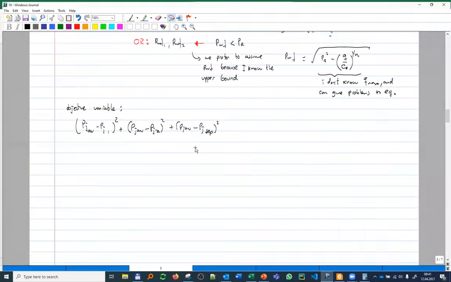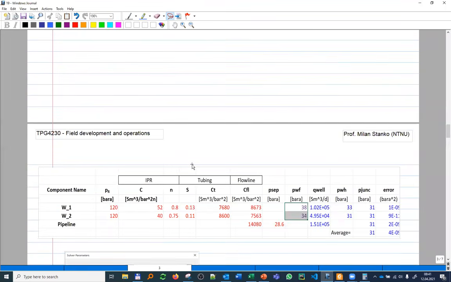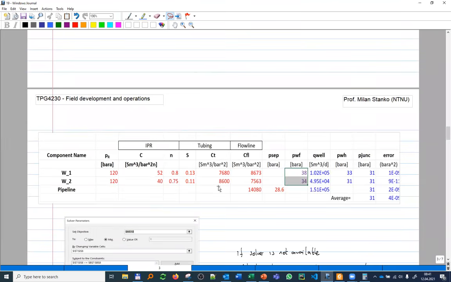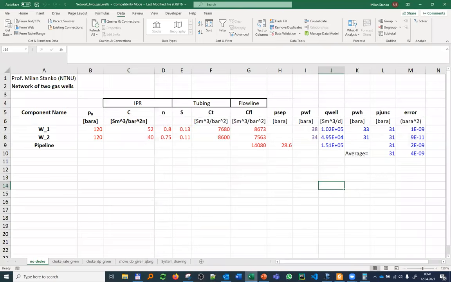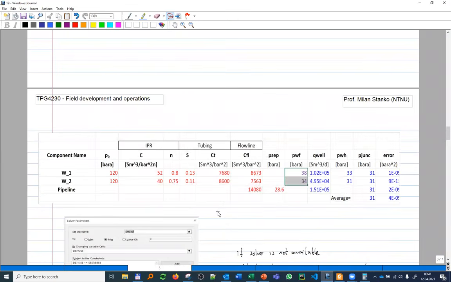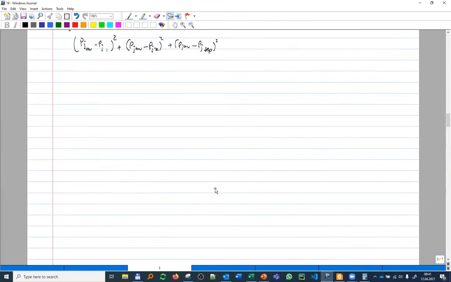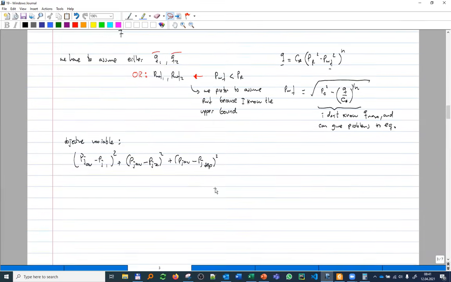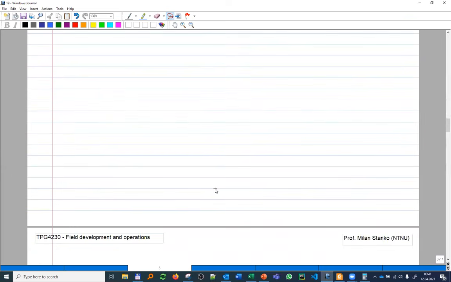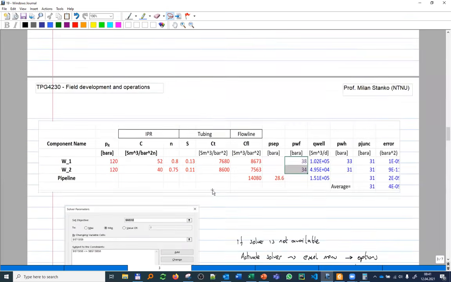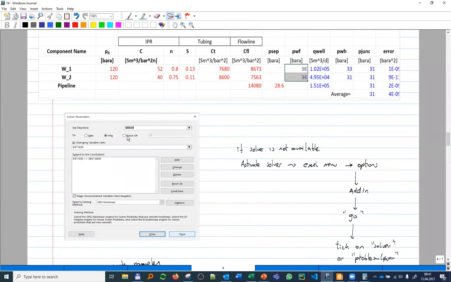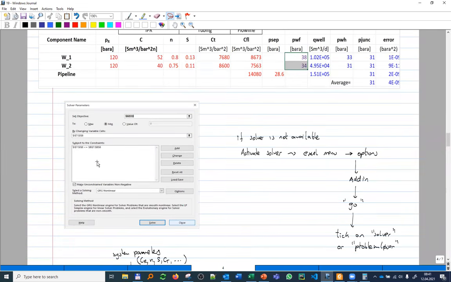Let me see if it was already copied. Not sure. Okay, I did it previously, so you see the numbers make sense. I don't know why I had this big space here. But these are the numbers, and this is just a screenshot of how the solver is set up.